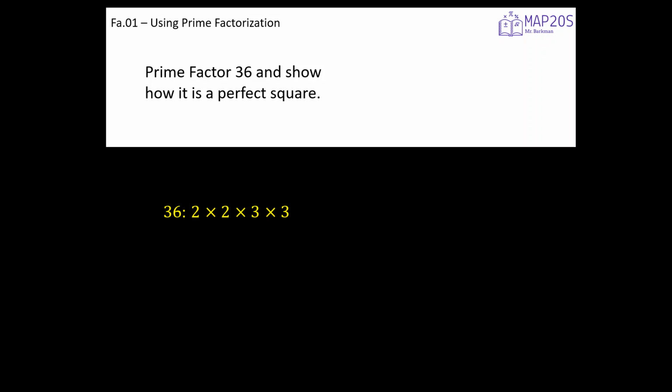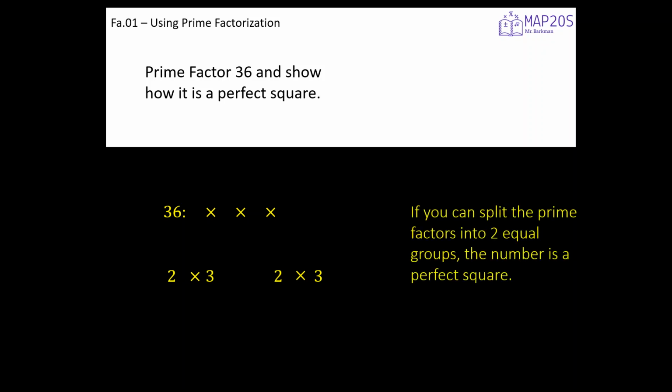Now, what you may or may not notice in this one is that we could actually group these into even groups. We could take this 2 and 3 right here, and this 2 and 3 right here, and create two even groups. When we can do this, this is a perfect square. The square root of 36 happens to be 6, 2 times 3. So if you can split the prime factors into two equal groups, the number is a perfect square.